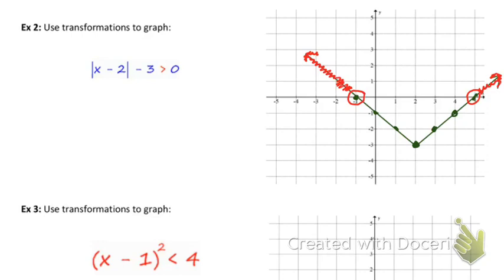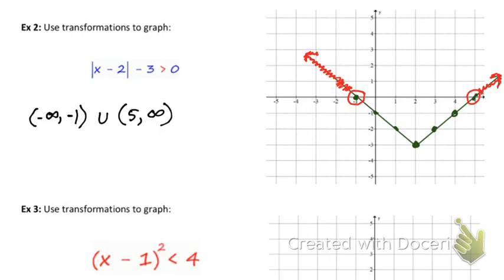So in this case, our solution would be -∞ until we get to -1. And since there's no equal to sign, we're going to use a parenthesis, and we're going to union that with 5 to infinity.